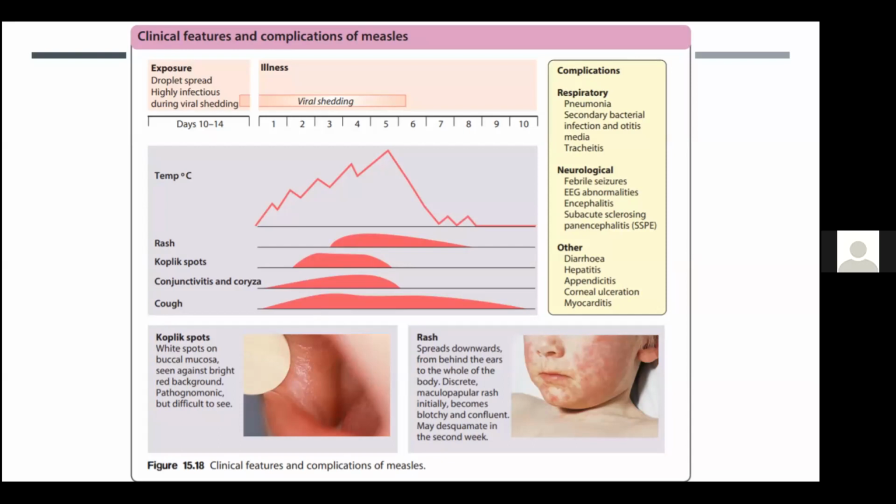IgM in the CSF. The other thing about measles is it can wipe out all your memory cells, and it makes you vulnerable to other infections for up to 1 to 2 years after you've had it.